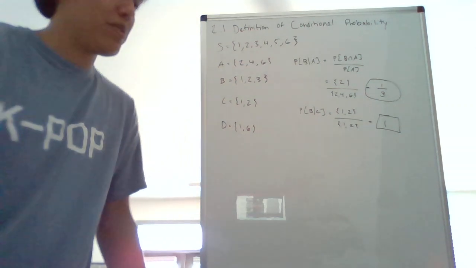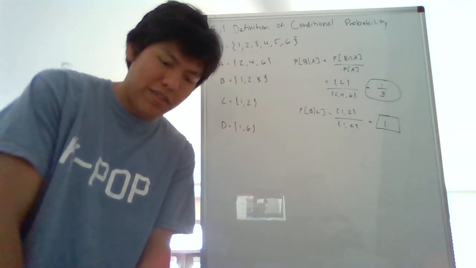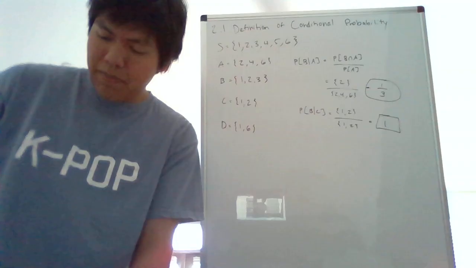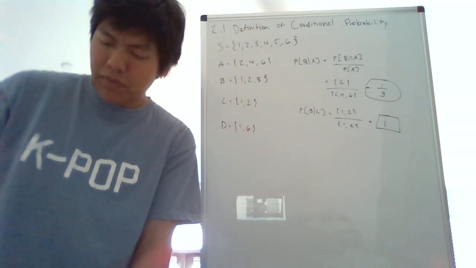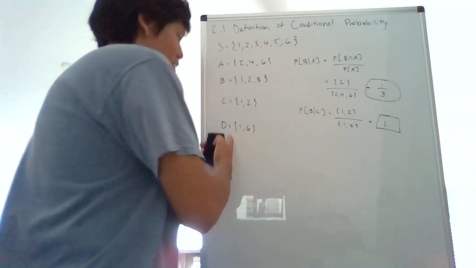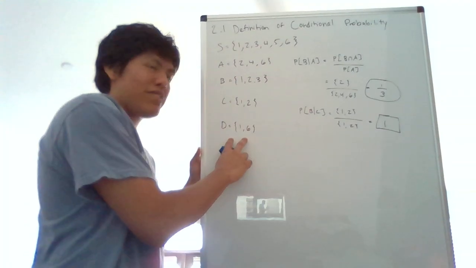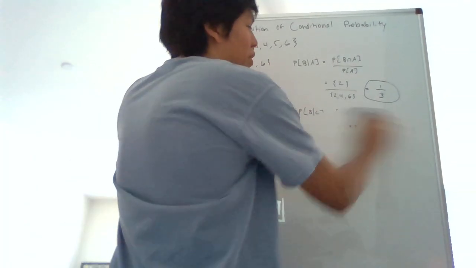Okay, so that was an example using a die. I guess we didn't need D, but it's just there. All right, we'll do another quick example.